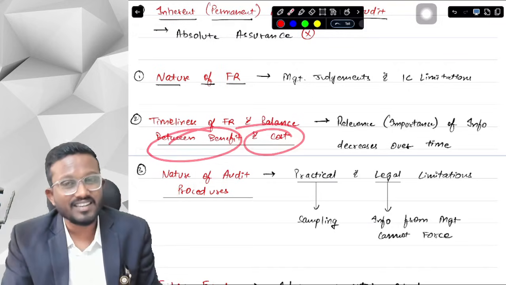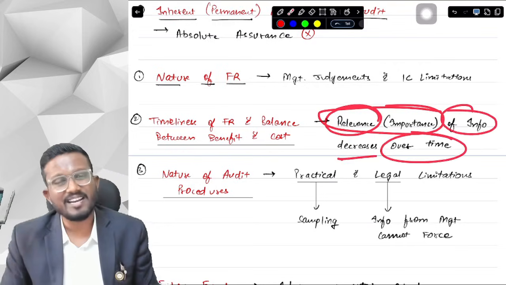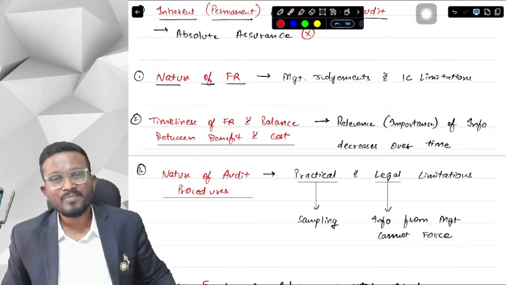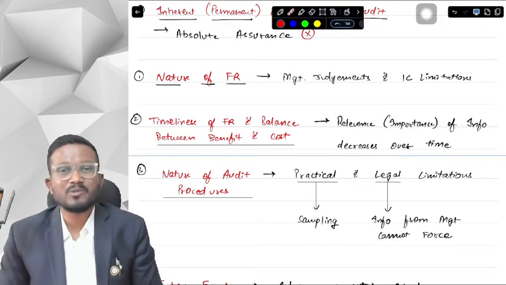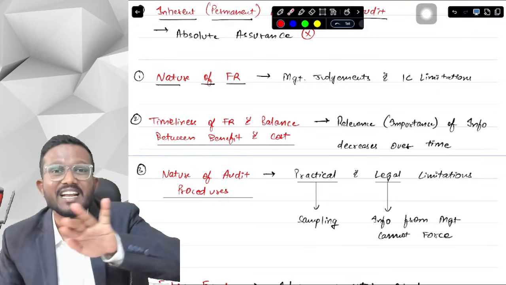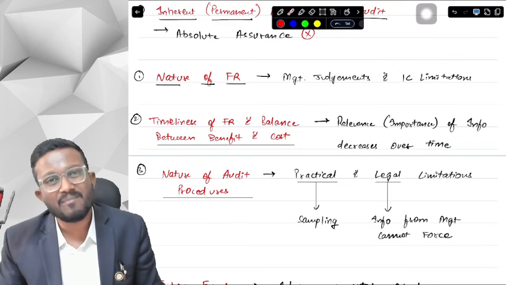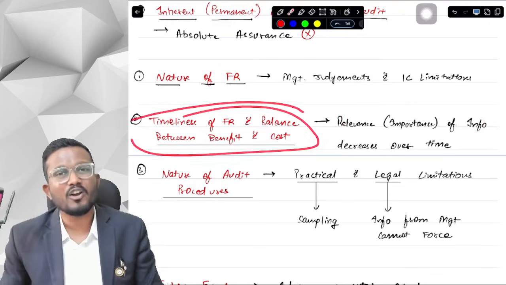So what does it say, sir? That the importance or the relevance of information decreases over time. You know the newspaper's theory that today's newspaper is most important to us, but yesterday's newspaper is not important to us. So the relevance, the importance of information decreases over time. As the time passes, the relevance of information also decreases. So this is also a limitation of your audit.